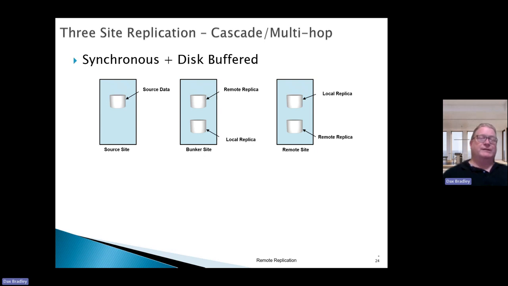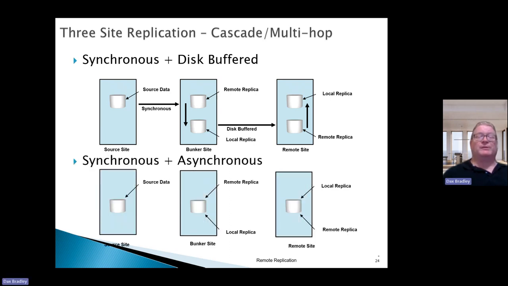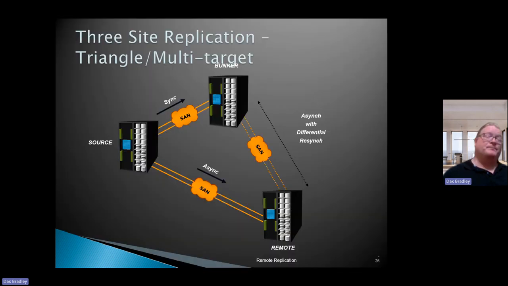In the multi-hop, it looks like this. You have synchronous and disk buffered technology where the source site sends synchronous data to the buffer site. The disk is buffered, and the local replica sends the data to the other remote site where the remote replica takes it and stores it on that site's remote local replication. In synchronous and asynchronous, the source site sends the synchronous data to the buffer site, and there's only the one replica. It sends it out asynchronously to the remote site where the remote replica takes the data.